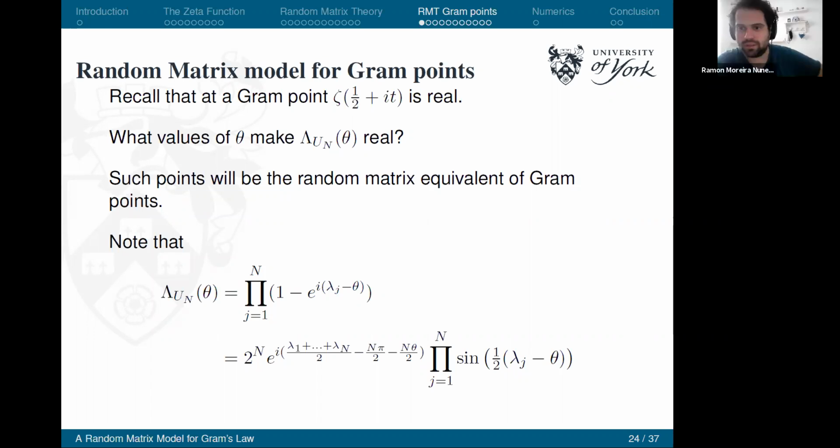Are there more questions? Okay, maybe. If not, I have one actually. I wonder what happened when you change between UN and SUN. Was this a choice? Could you have worked with UN and somehow keep track of the statistics of the average of the eigenvalues?